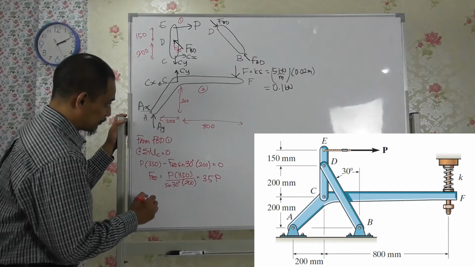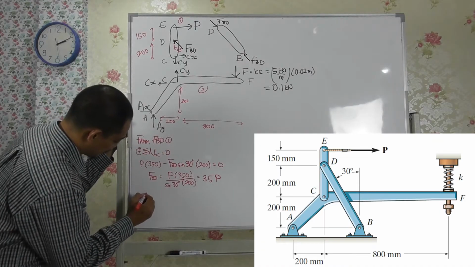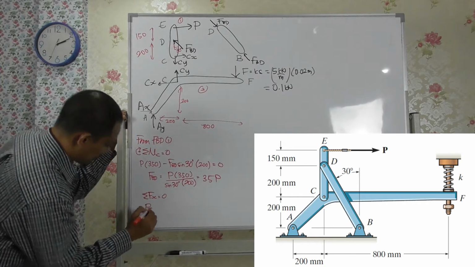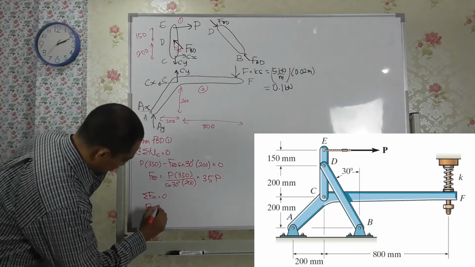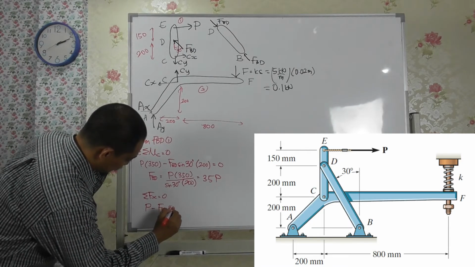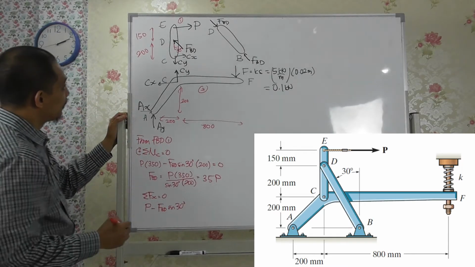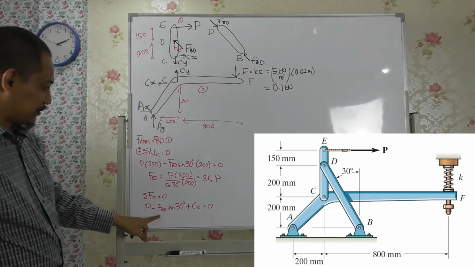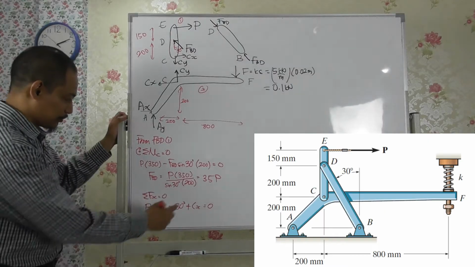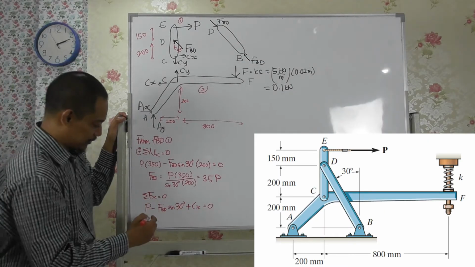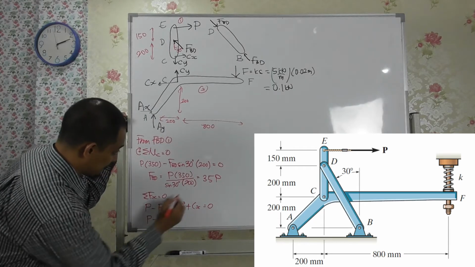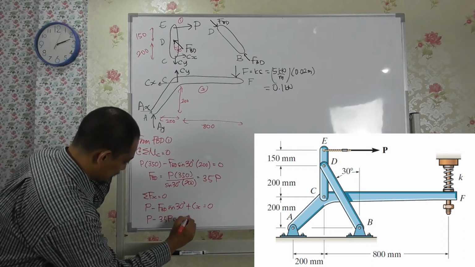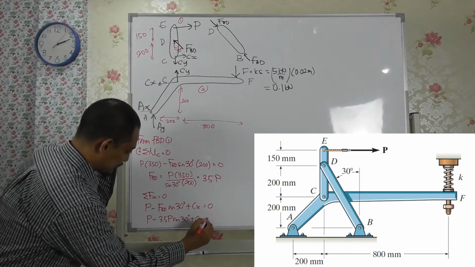So for example, if I do still from free body diagram 1, summation of fx equal to 0, I'll get p minus FBD sine 30 and then plus Cx equal to 0, right? But FBD I already know it equal to this one, so my equation can simplify between Cx and p, right? So p minus FBD becomes 3.5p and then sine 30 degrees plus Cx to 0, right?